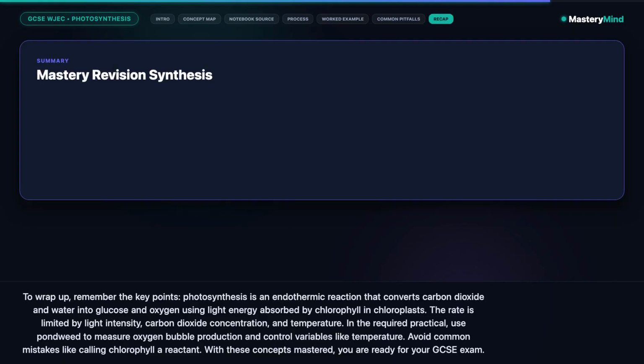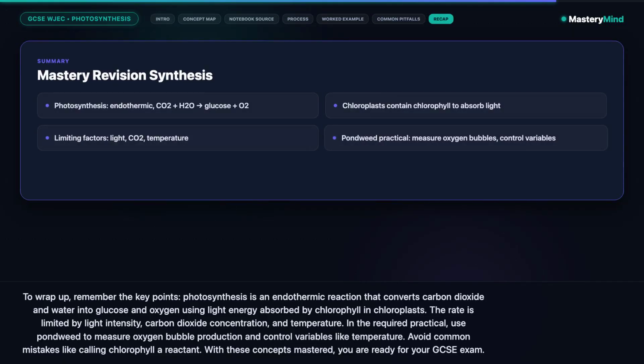To wrap up, remember the key points. Photosynthesis is an endothermic reaction that converts carbon dioxide and water into glucose and oxygen using light energy absorbed by chlorophyll in chloroplasts. The rate is limited by light intensity, carbon dioxide concentration, and temperature.